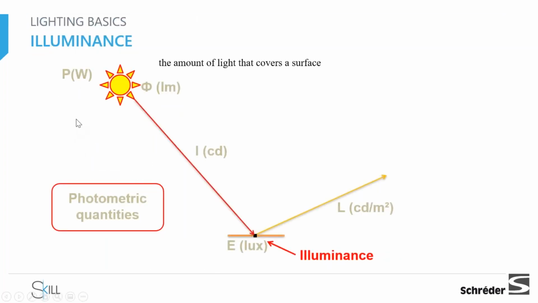Illuminance, on the same graph, is defined as the amount of light that covers the surface. So we are going to the surface, and we care here about the amount of light which is falling. So, amount of light emitted in all directions, amount of light falling in a specific direction, and the amount of light which is falling on an area.